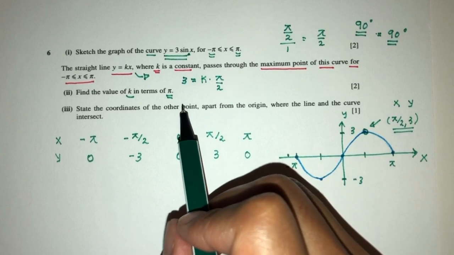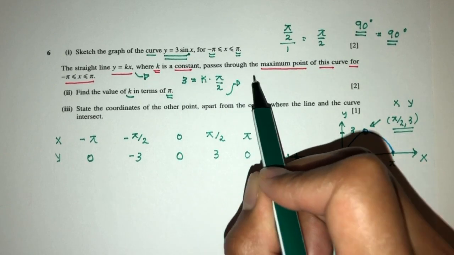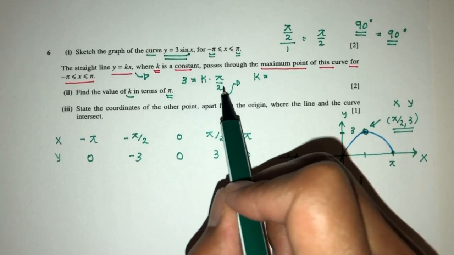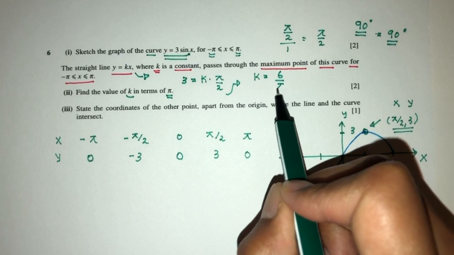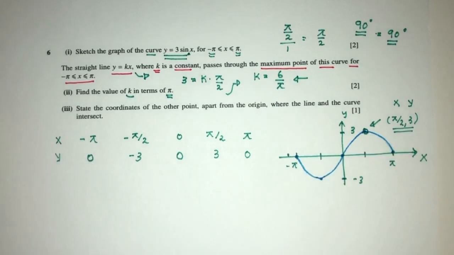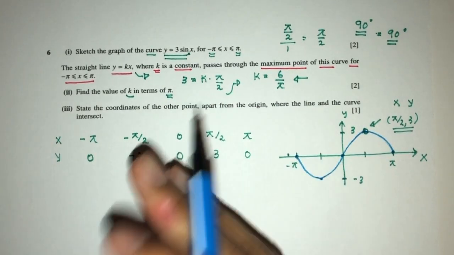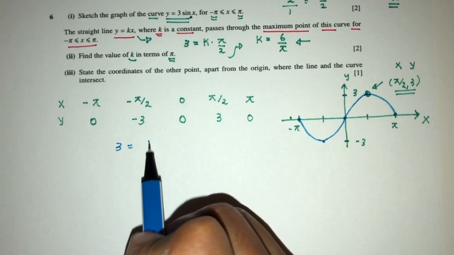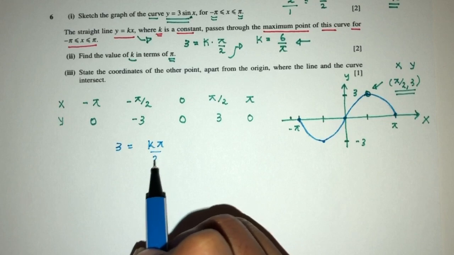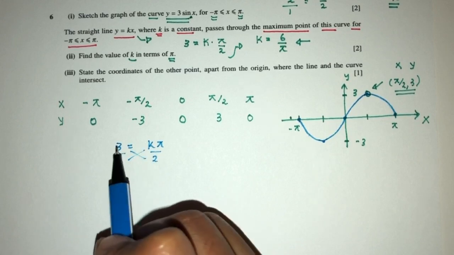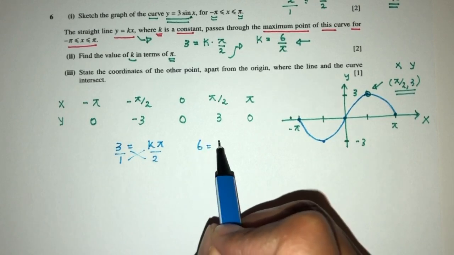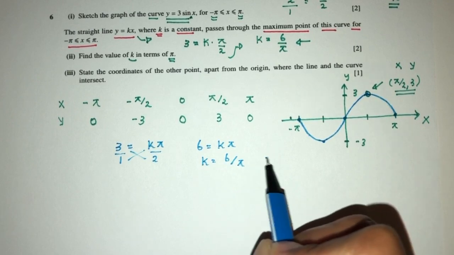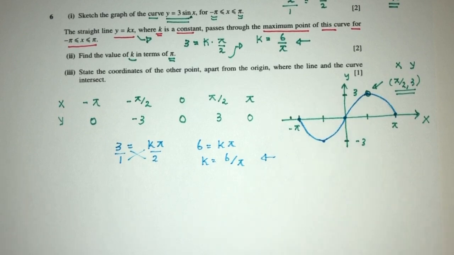So which means, from here, k have to be... we have to do what? Cross multiply, that will be 6 over pi. This is the value of k. So let me simplify this if you guys don't understand. So we have 3 equal to k pi over 2. We can just cross multiply. So 3 times 2 is 6, and then we have k pi. So k have to be 6 over pi. In terms of pi, the value of k will be 6 over pi.